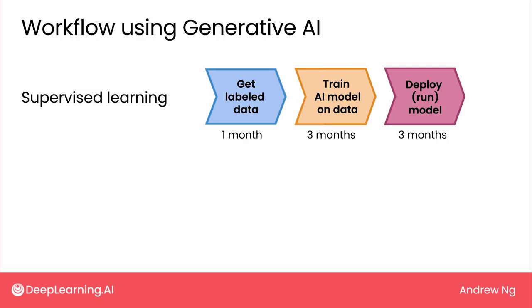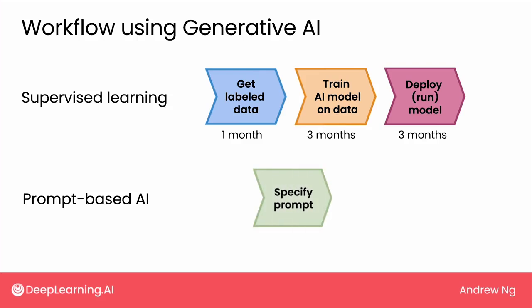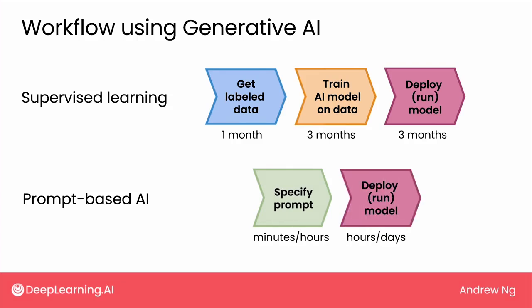And this worked, and this was very valuable for a lot of applications, but this just took a long time. In contrast, for prompt-based AI, this is what it feels like. You can specify a prompt in minutes or maybe hours, and then deploy the model in hours or maybe days. So there are now many applications that have previously taken me and very good machine learning teams maybe 6 to 12 months to build, that today, I think there are millions of people around the world that can now build in maybe days or a week. And this is fantastic because this lowering of the barrier to entry to building such applications is leading to a flourishing of a lot more AI applications.